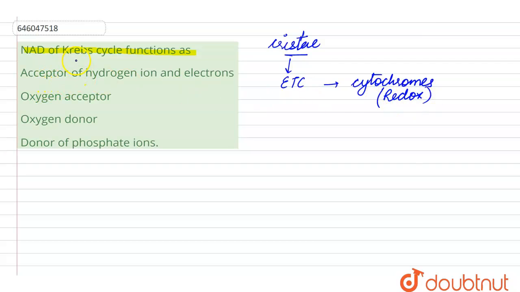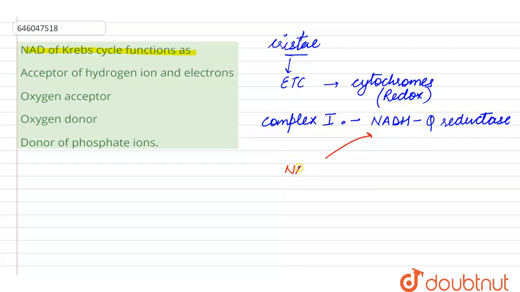The electron transport chain consists of 5 complexes. Here we are going to talk about complex number 1. Complex number 1 is called the NADH Q reductase complex, and this complex is going to receive the electrons as well as the hydrogen atoms from the NADH2 which is produced in the Krebs cycle, right?